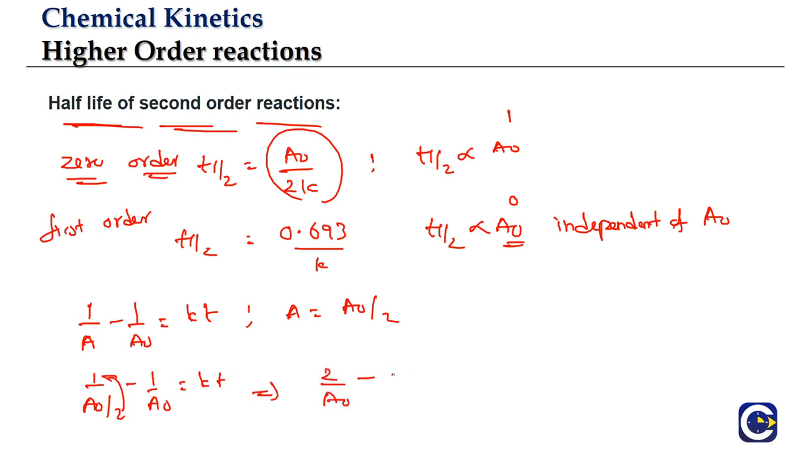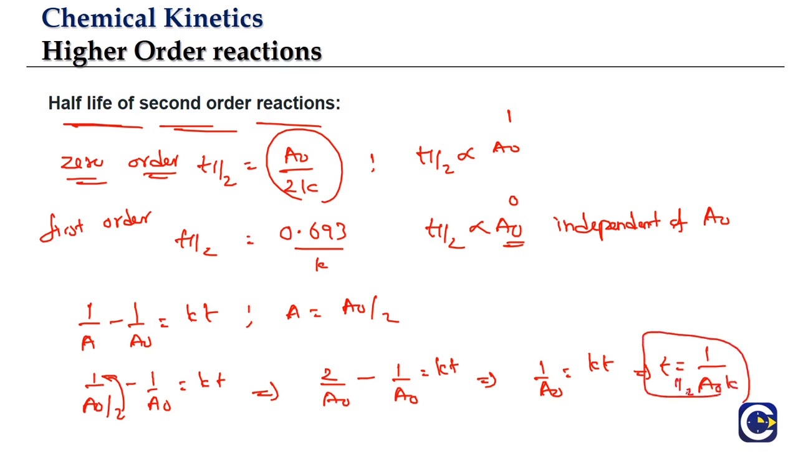2 by a naught minus 1 by a naught is equal to kt. Means this is 2 by a naught minus 1 by a naught will be 1 by a naught. This means the t value will be 1 by a naught into k. This is actually the t half. Means what we see is, in case of the second order, t half is proportional to a naught power minus 1.